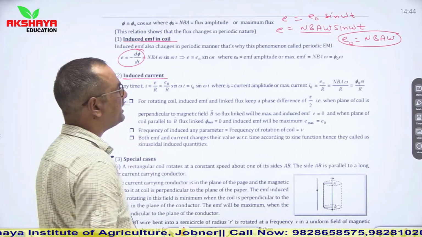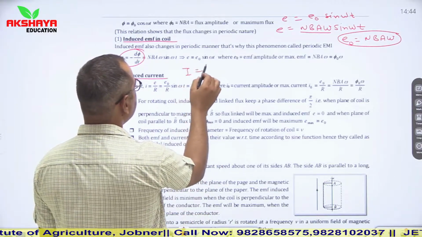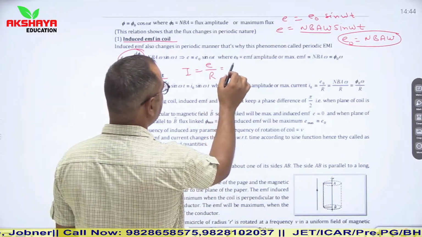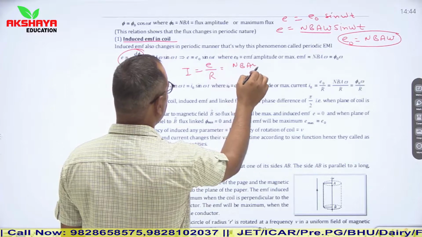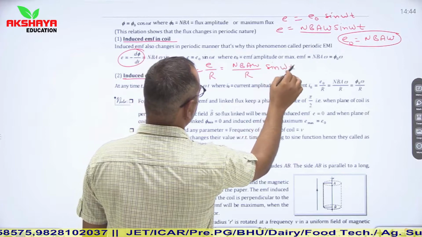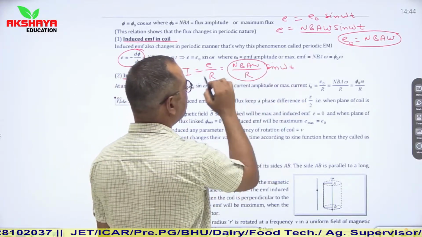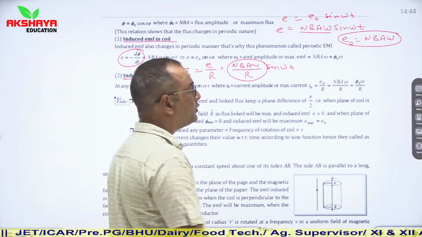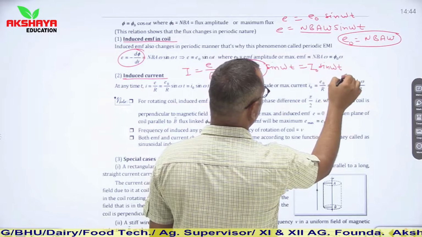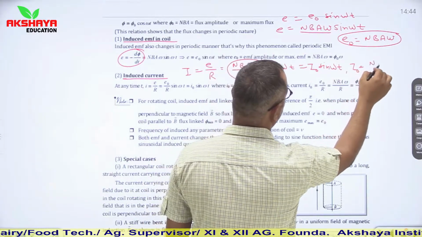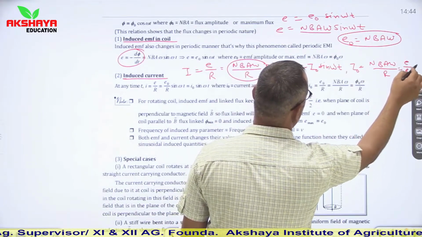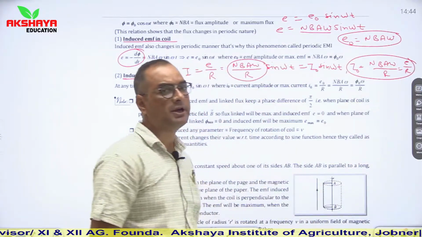if we have to calculate induced current, then induced current I is equal to E upon R. So we can say that it is NBA omega upon R sin omega t. Again, we can replace this value as I naught, which is the maximum value of induced current. So this equation is now I naught sin omega t, and here I naught is equal to NBA omega upon R, or we can say E upon R. So this is the value of maximum induced current.